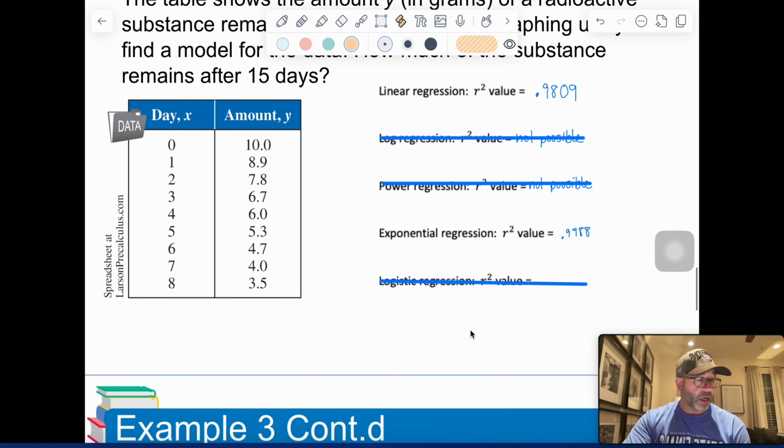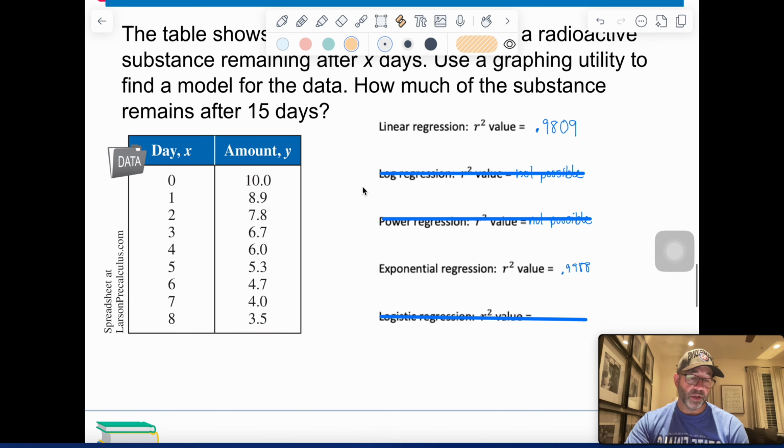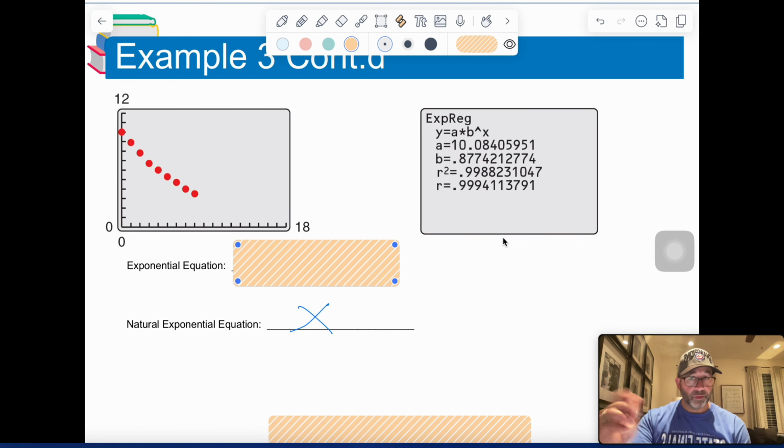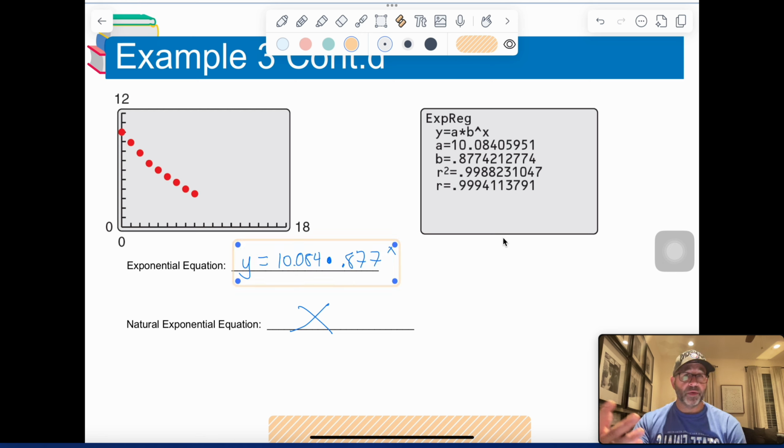Logistic regression is going to work. It's going to give us just a really wonky equation. We're not really looking at logistic regression, so you can just do linear and exponential for this problem, just for the practice. And what you're going to see is when all is said and done, this 0.9988 is going to be the highest value, so that's an exponential regression, obviously. And again, you can see that these are the values. Make sure yours match up. And then if we looked at the equation, then putting those in, we have this equation of 10.084 times 0.877 raised to the x power.